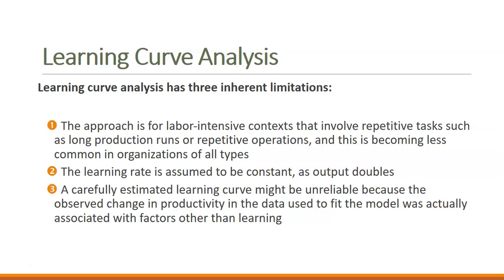Our learning curve might also be unreliable because the observed change in productivity in the data used to fit the model could have been associated with factors other than learning, meaning that our results weren't a cause of the learning or only the learning. That is the end of chapter 8.